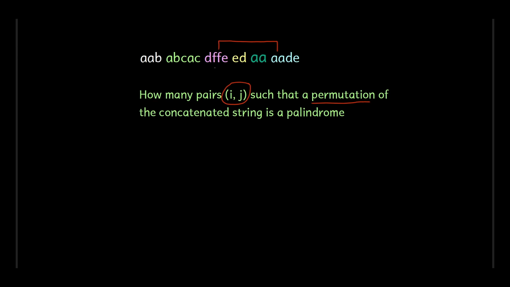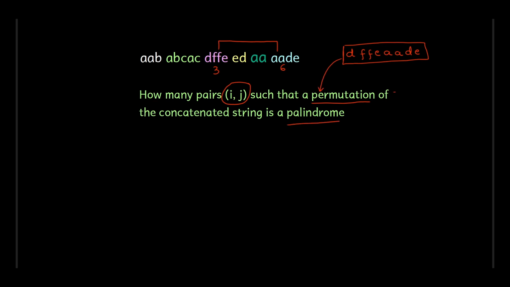In the example that you see on the screen, suppose you pick the index 3 and index 6 and concatenate the strings at these two indexes, then the resulting string would be D, F, F, E, double A, D, E. This resulting concatenation by itself is not a palindrome, but you are allowed to shuffle or permute this as many times as you want, as long as you can create at least one permutation which is a palindrome.